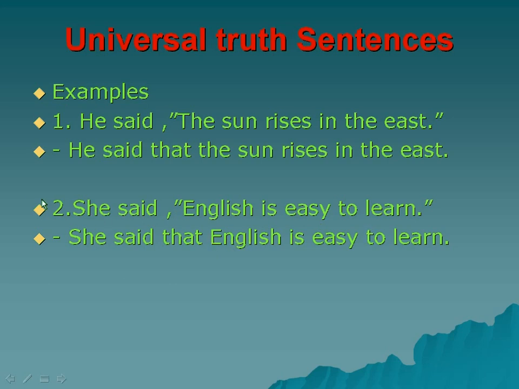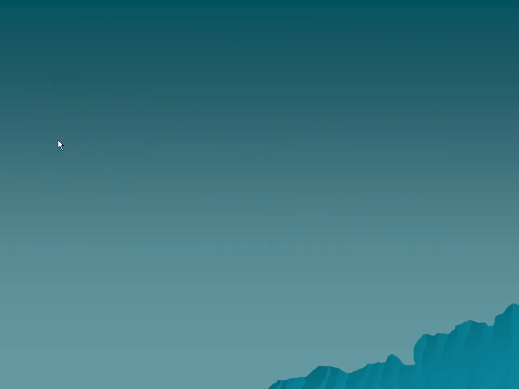So students, I hope you will understand this clearly. In this way we learnt about indirect speech, indirect narration. If you do more practice of converting sentences of direct speech into indirect narration, you will understand it better.